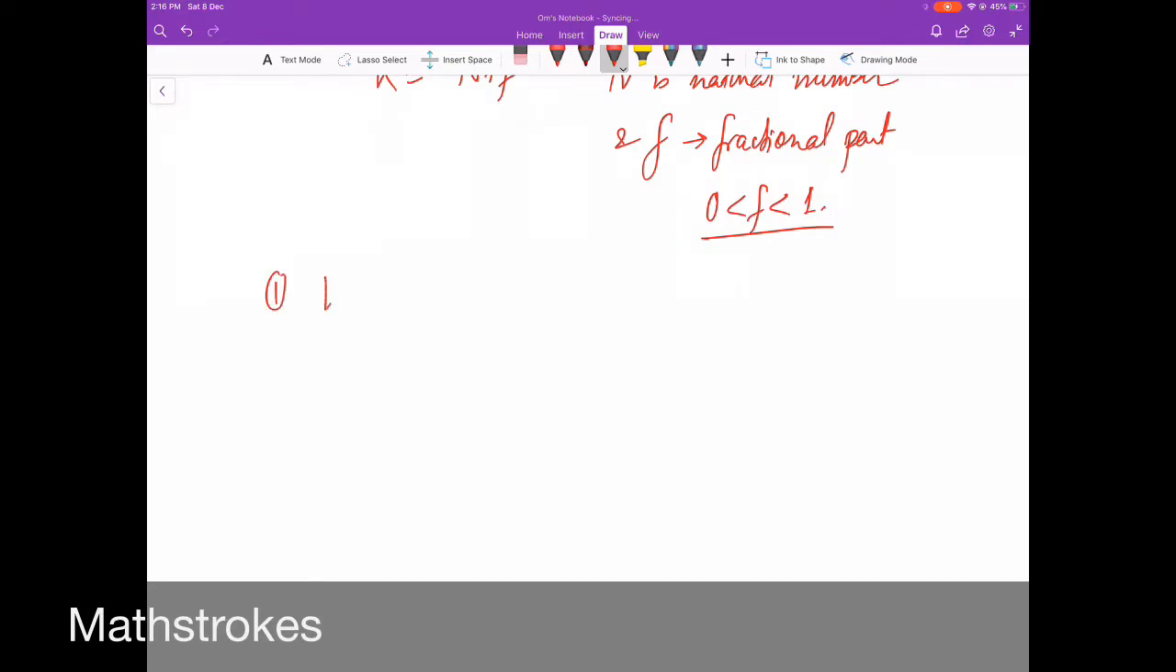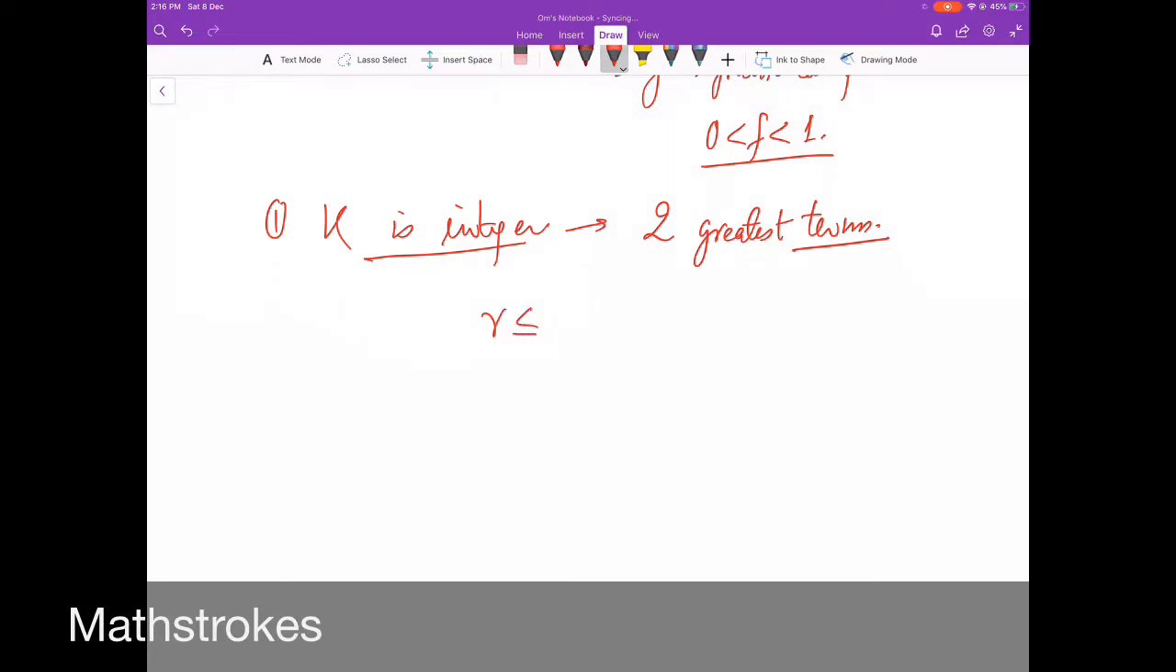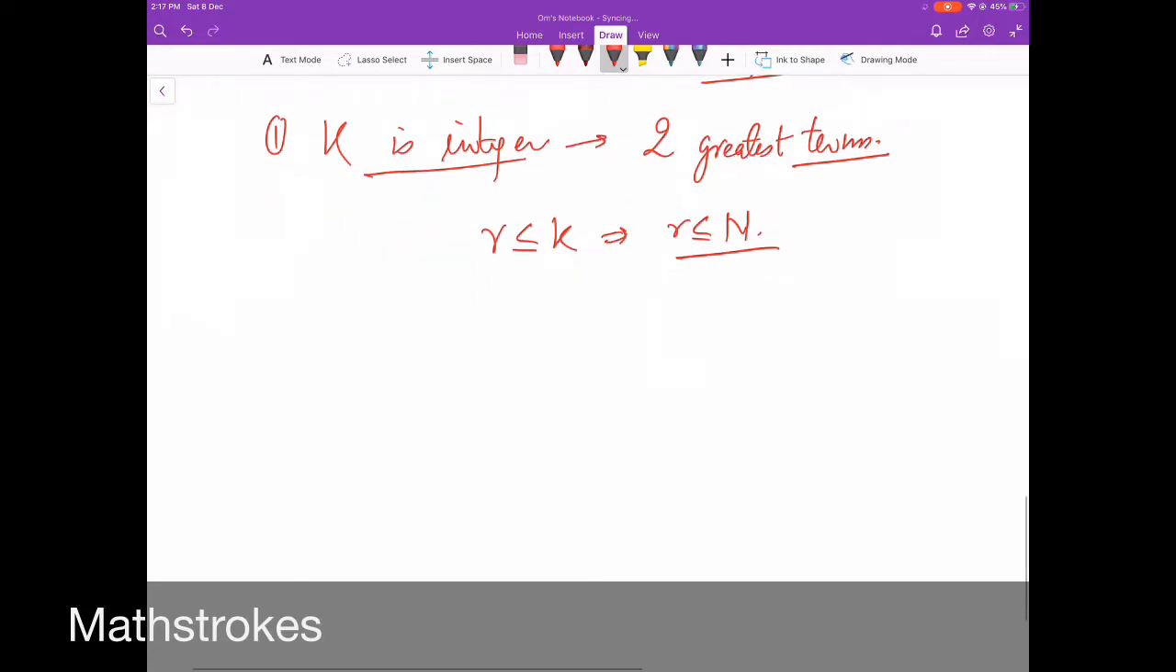First, k is an integer. If k is an integer, we will have two greatest terms. R will become less than or equal to k, meaning r becomes less than or equal to m. The two greatest terms will be T(r+1) and Tr at r equal to m.